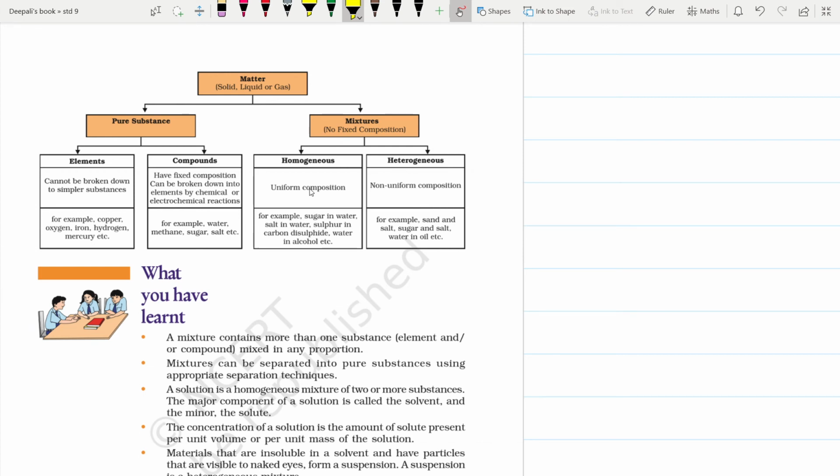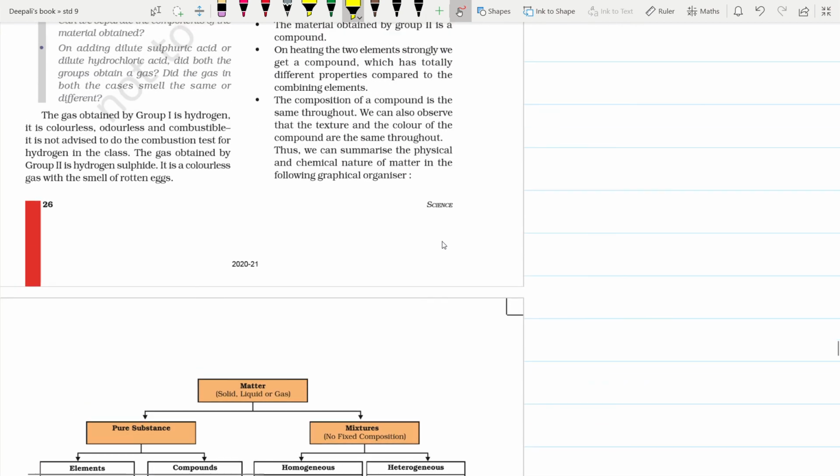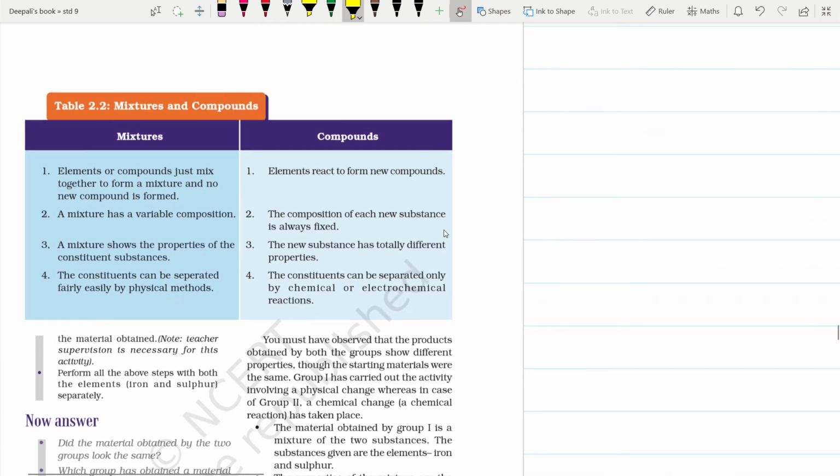The mixtures are of two kinds, homogeneous and heterogeneous. Homogeneous mixtures have uniform composition, and examples are sugar in water, salt in water, sulfur in carbon disulfide, water in alcohol, etc. Non-uniform composition, for example, sand and salt, sugar and salt, water in oil, etc., are examples of heterogeneous mixtures. So, this concept of physical and chemical change and mixtures, elements and compounds should be thorough.